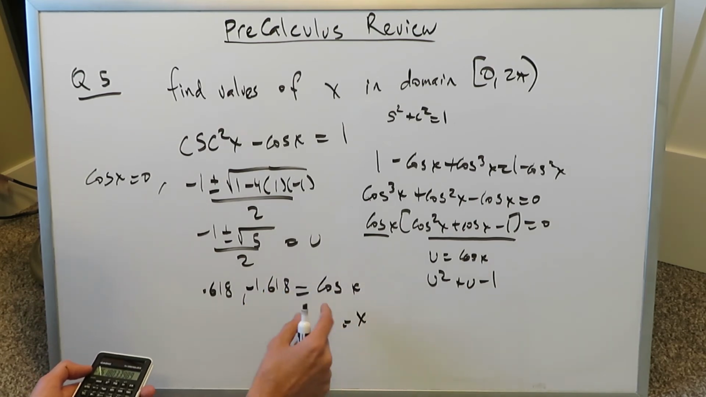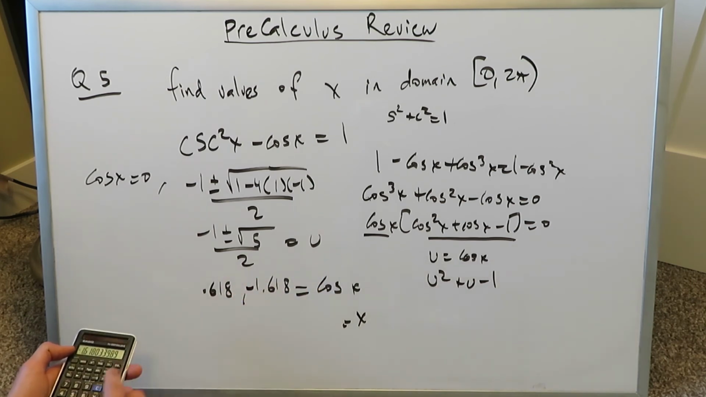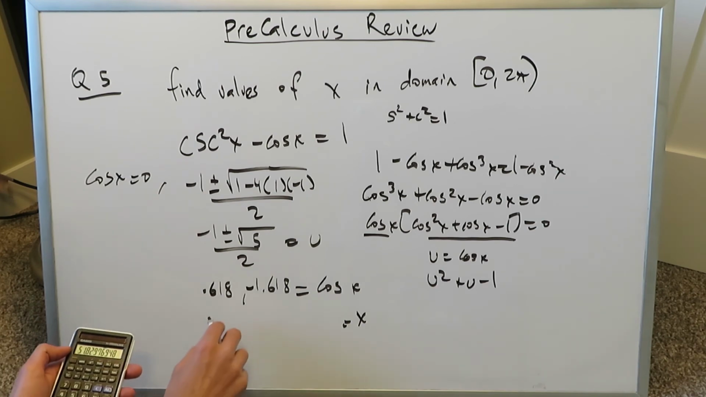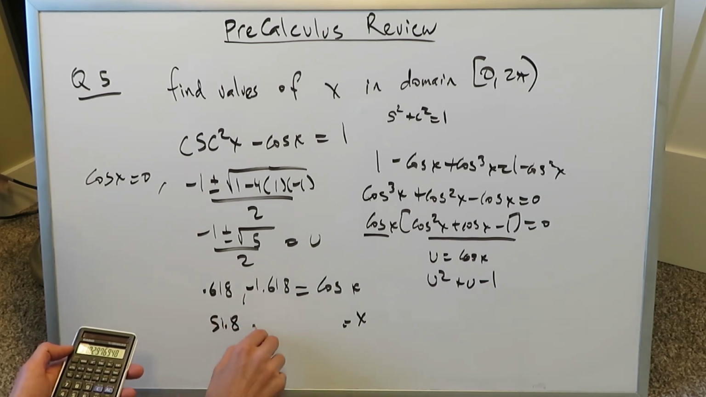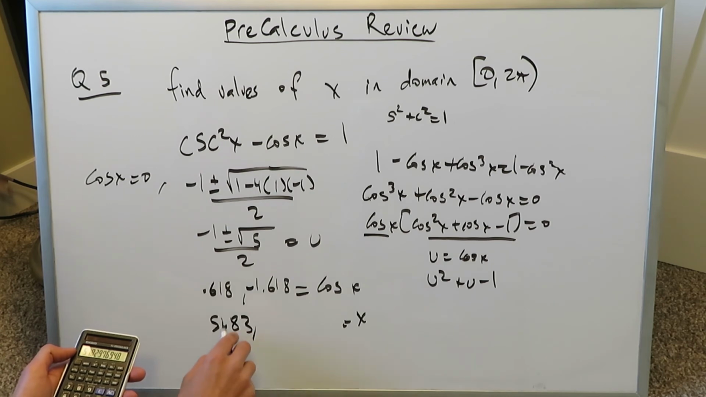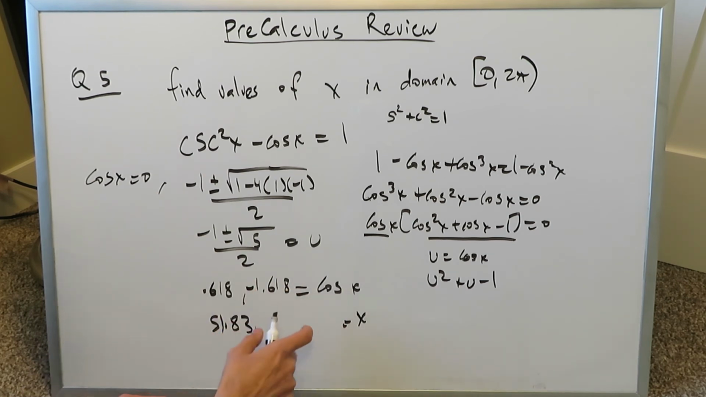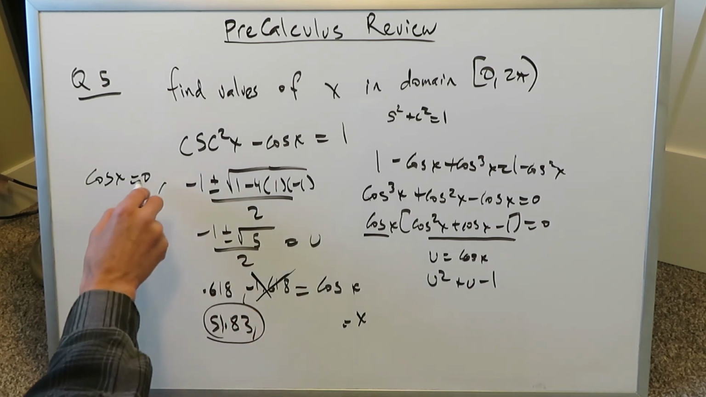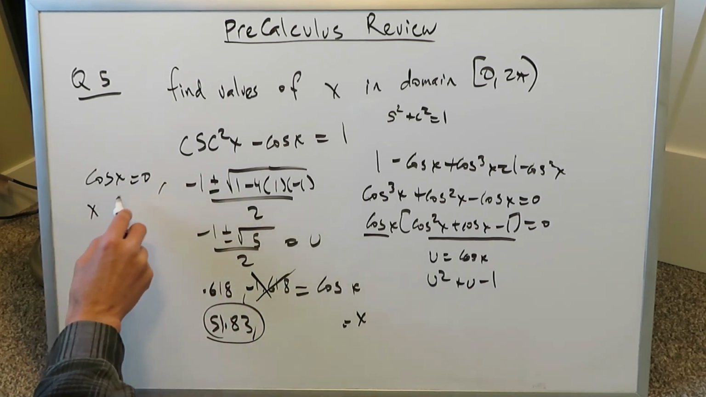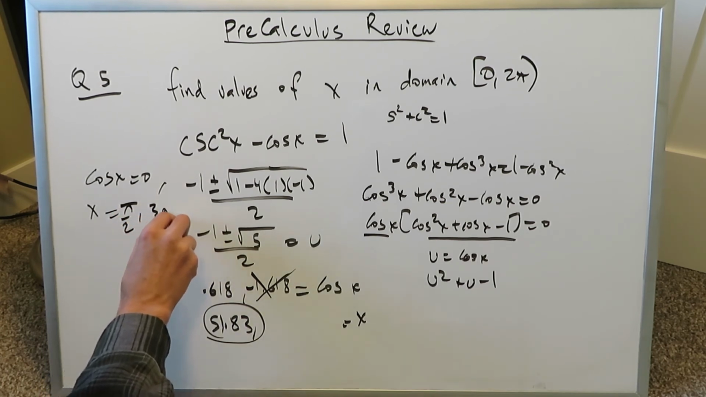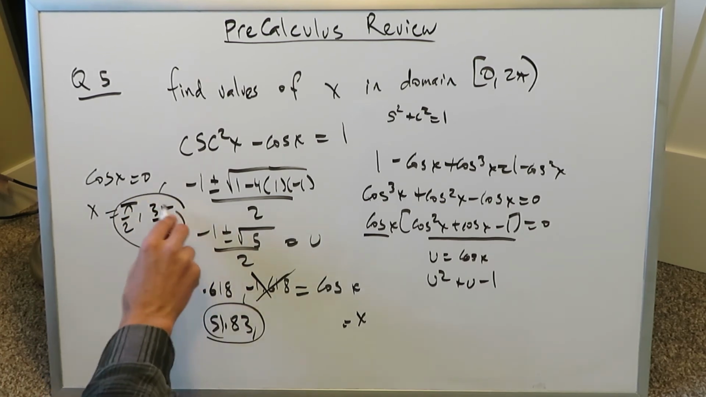Then x must equal the inverse of these, so let's do the inverse and plug some values here. Inverse cosine of 0.618, I get 51.8 degrees. We can be a little more accurate: 51.83. Then inverse cosine of minus 1.618 is outside the range of the cosine function, so this gets thrown out. We only end up having two values, 51.83 and this. X is equal to inverse cosine of 0, which will be pi over 2, which is 90 degrees, and 3 pi over 2, which is 270 degrees.